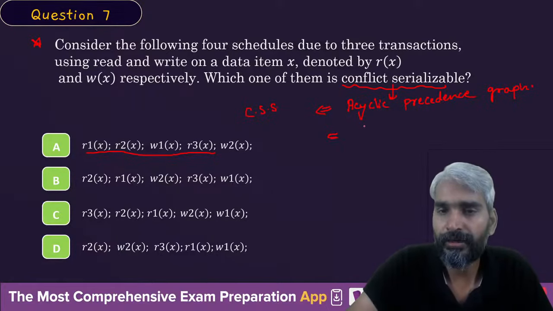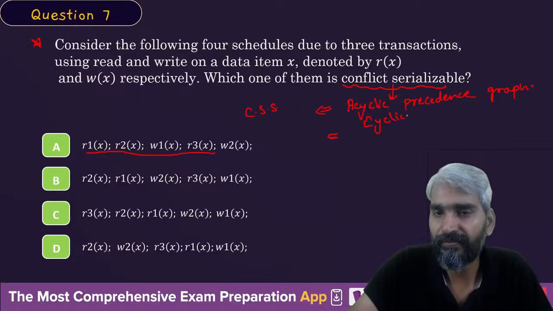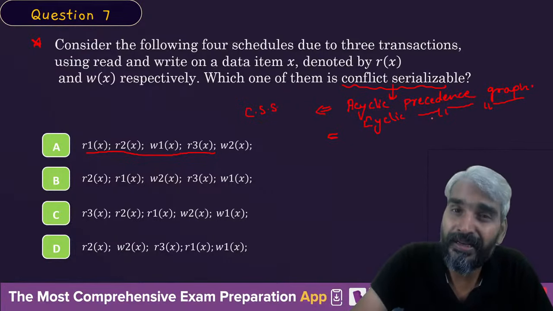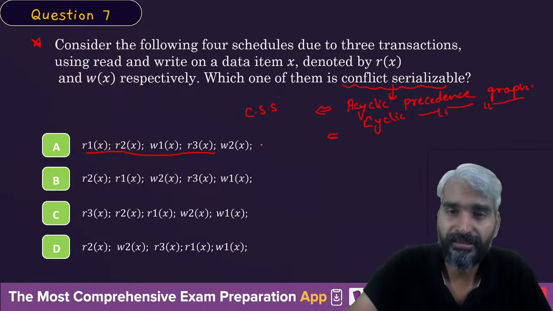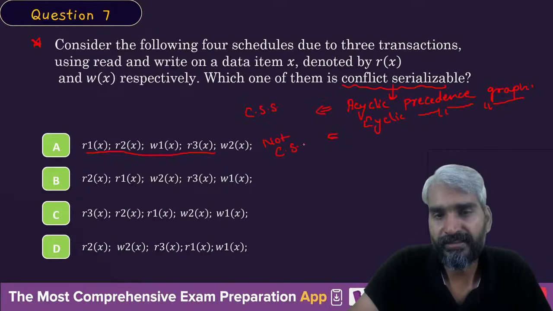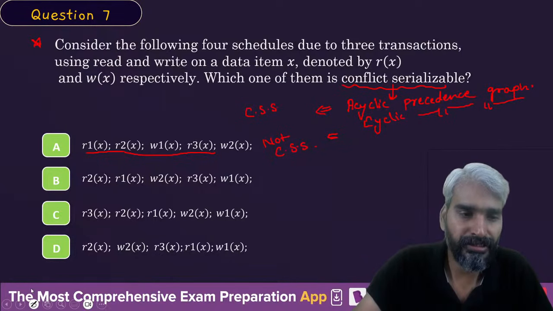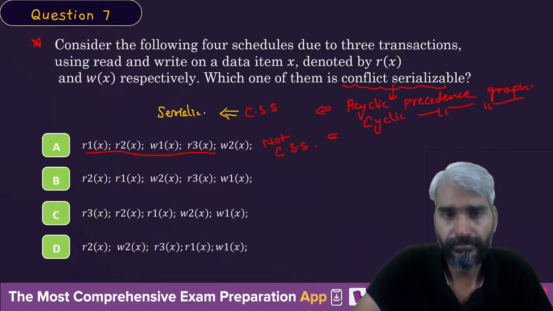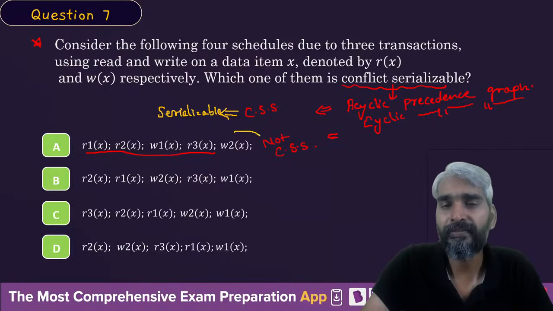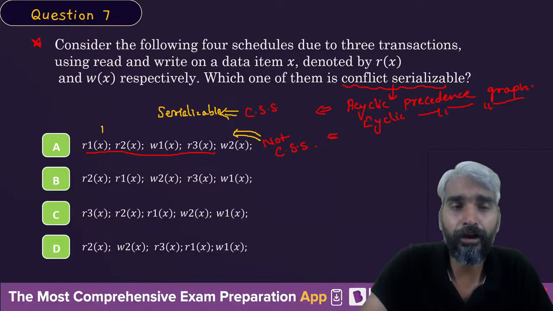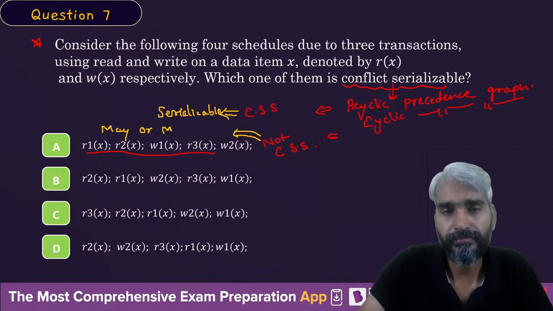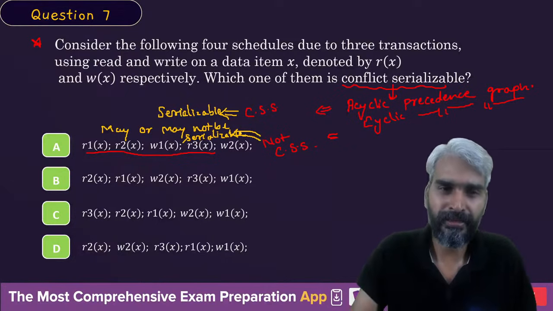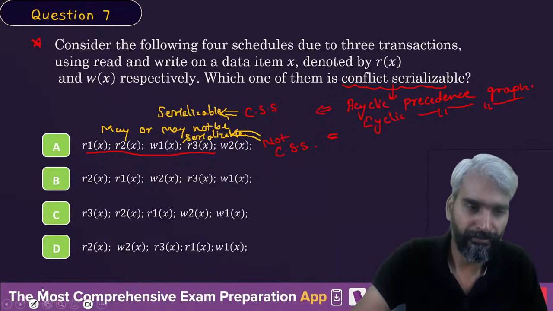If you say cyclic precedence graph, then does it mean not conflict serializable schedule? Yes. Cyclic precedence graph means not conflict serializable schedule. Now what else? If the schedule is conflict serializable, then it means it is serializable. If it is not conflict serializable, then it may or may not be serializable. I hope you all know this, but this is for students who are appearing in NIELIT and ISRO, so this thing may be new for them.